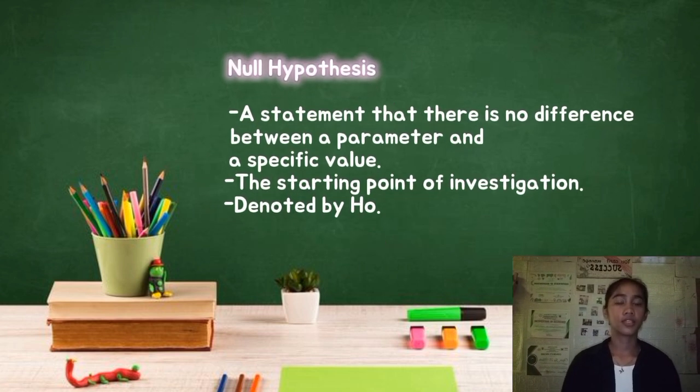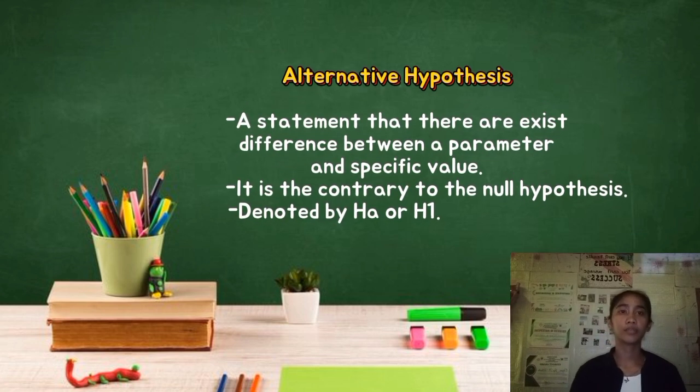Null hypothesis: a statement that there is no difference between a parameter and a specific value, the starting point of investigation, denoted by H0. Alternative hypothesis: a statement that there exists a difference between a parameter and a specific value. It is the contrary to the null hypothesis, denoted by HA or H1.